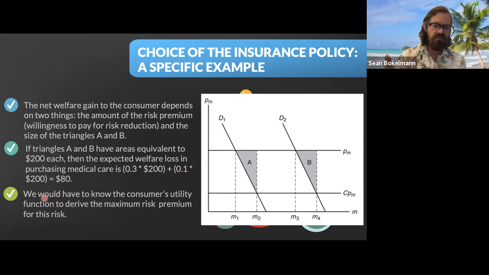So the only thing left we have to know is the risk premium. What's the consumer's maximum willingness to pay to avoid this risk? Well, we have to know their utility function to figure that out.